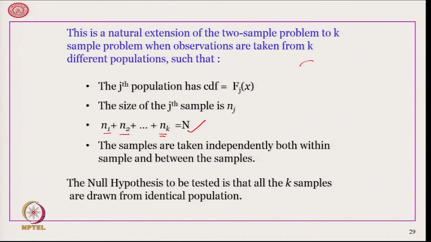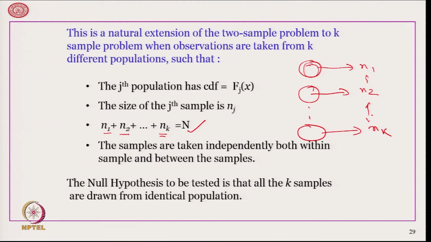That means, suppose these are the populations, we have taken n 1 samples from here, n 2 samples from here and n k samples from here. So, this sampling is done independently from each population, and they are all independent of each other. The null hypothesis to be tested is that all the k samples are drawn from an identical population. That means, we want to check if all of them have the same distribution.